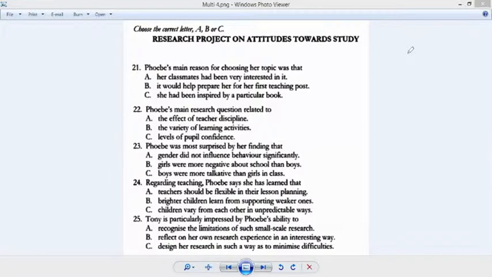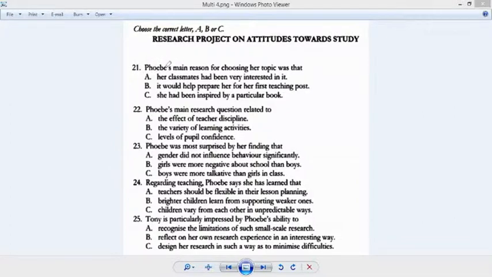Now, let's take a look at this multiple choice section. We see 5 questions here, 21 through 25, and the title, Research Project on Attitudes Towards Study. We can see this is section 3, starting with 21. So this must be a conversation between probably a student and a teacher.